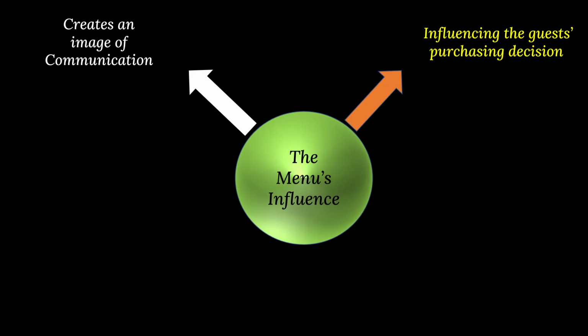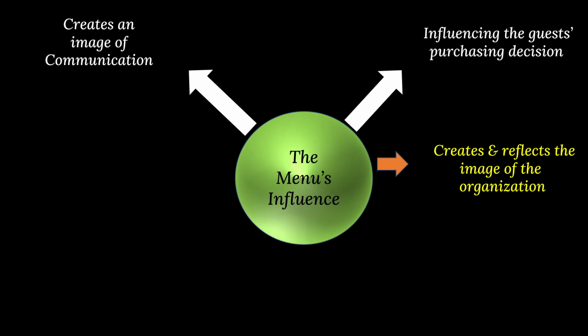Second is influencing the guest purchasing decision. Once you go through the menu and read it carefully, then you match it with your choice and of course with your budget, and then you take the decision on what dishes you are going to order. So it is influencing the guest purchasing decision.